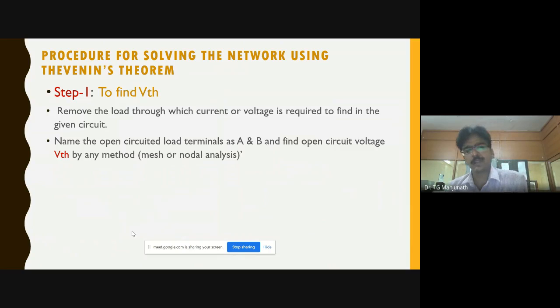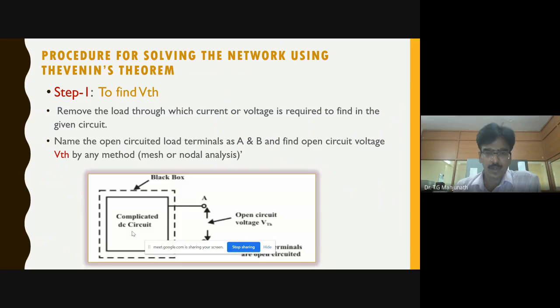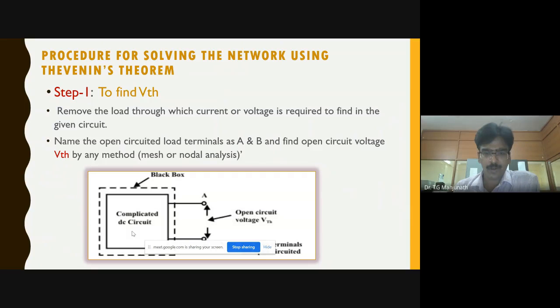See, in this subject, we are finding current or voltage by two concepts. One is mesh analysis, the other is nodal analysis. You can apply either mesh analysis or nodal analysis, that is left to you depending upon the complexity of the problem. So find the open circuit voltage, that is called V Thevenin. So you remove the load, create the open circuit, and find the open circuit voltage by any method, either by using mesh analysis or nodal analysis. This is the procedure to find V Thevenin.